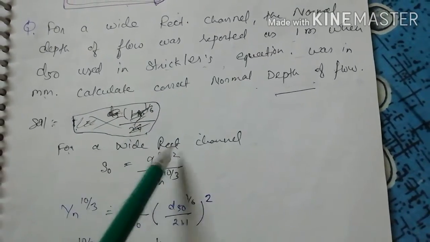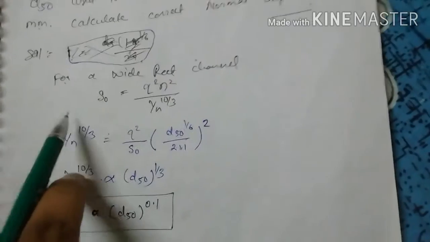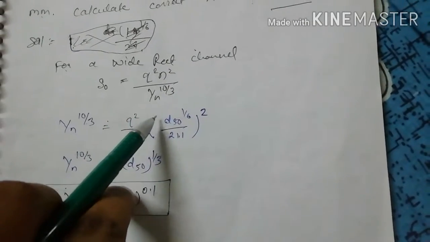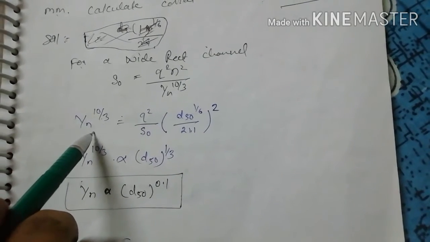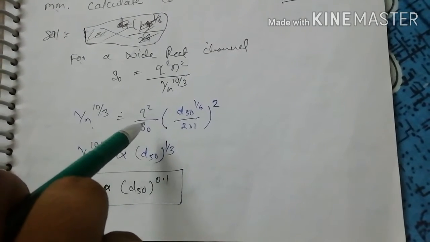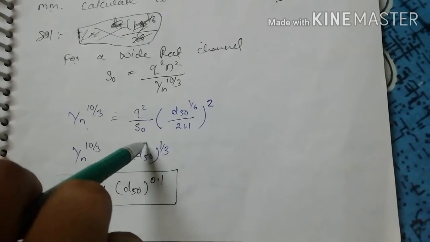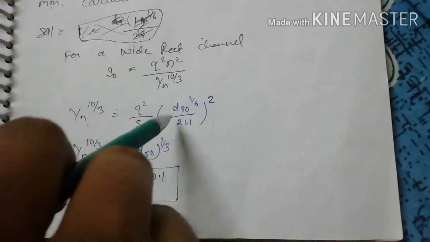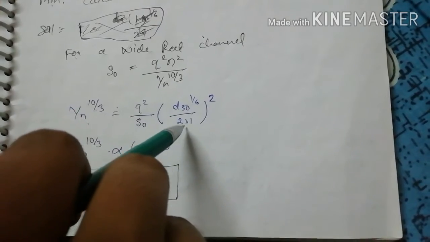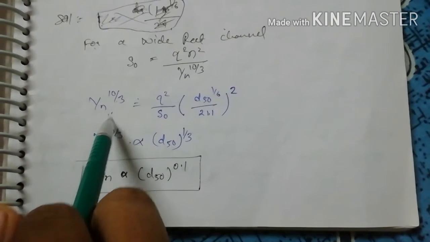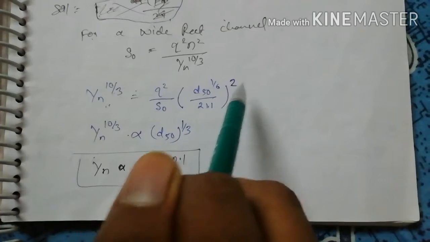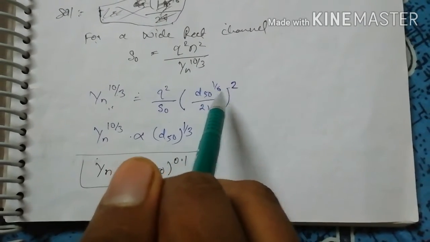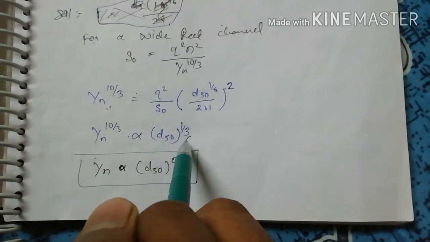And now for the wide rectangular channel, let's see the solution. S naught is equal to q square n square upon y to the power 10 by 3. Now here yn to the power 10 by 3 is equal to q square upon S naught into d50 to the power 1 by 6 upon 21.1, whole square. From here yn to the power 10 by 3 is proportional to d50 to the power 1 by 3. Here 6 gets cancelled and we get 1 by 3.